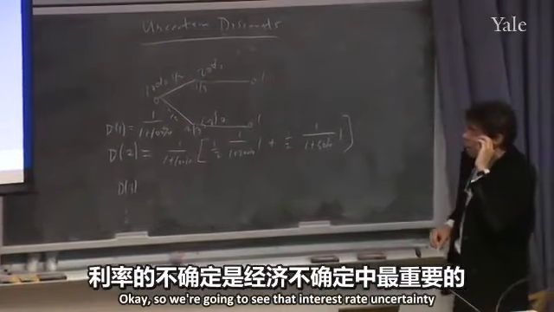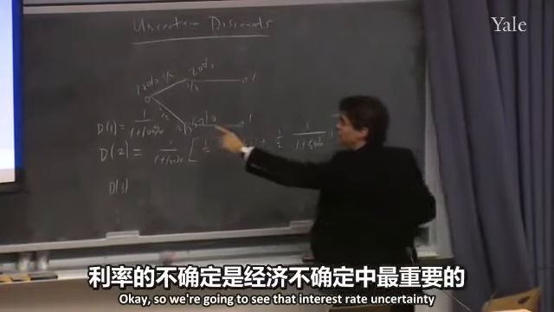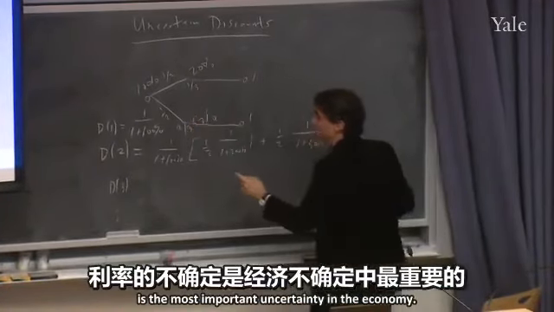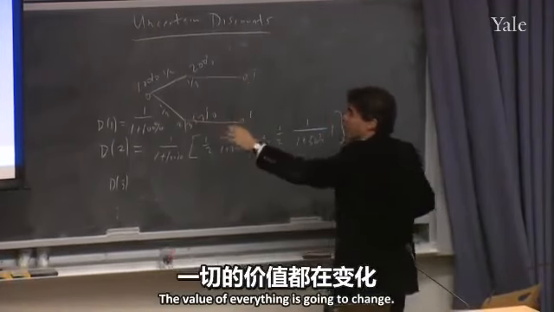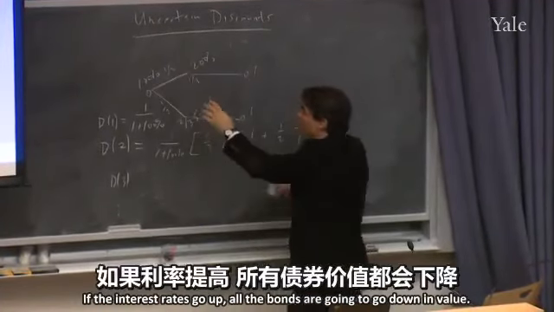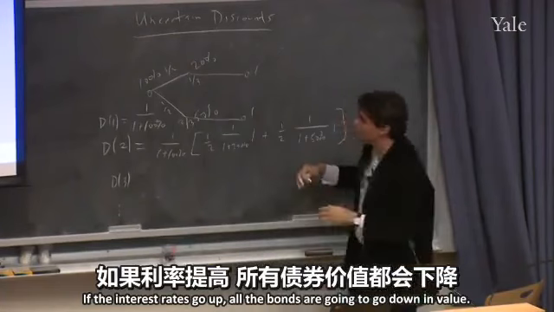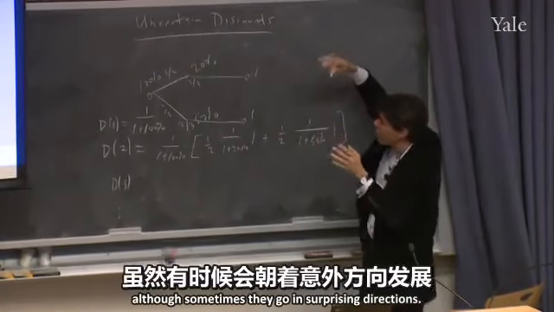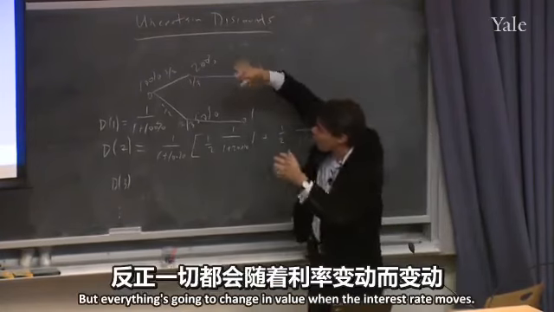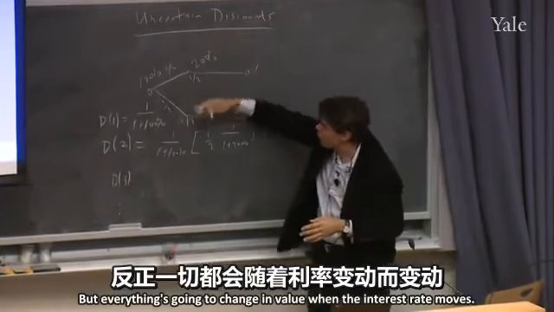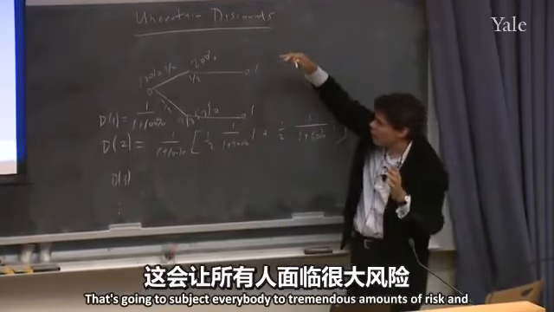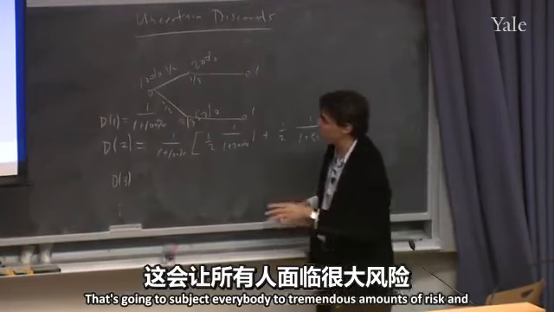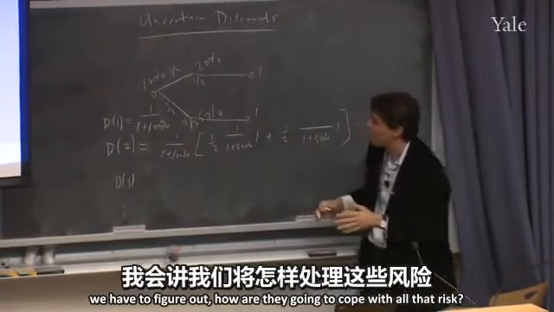Okay, so we're going to see that interest rate uncertainty is the most important uncertainty in the economy. The value of everything is going to change. If the interest rates go up, all the bonds are going to go down in value. All the mortgages are going to change in value, although sometimes they go in surprising directions. But everything's going to change in value when the interest rate moves. That's going to subject everybody to tremendous amounts of risk. And we have to figure out how are they going to cope with all that risk.